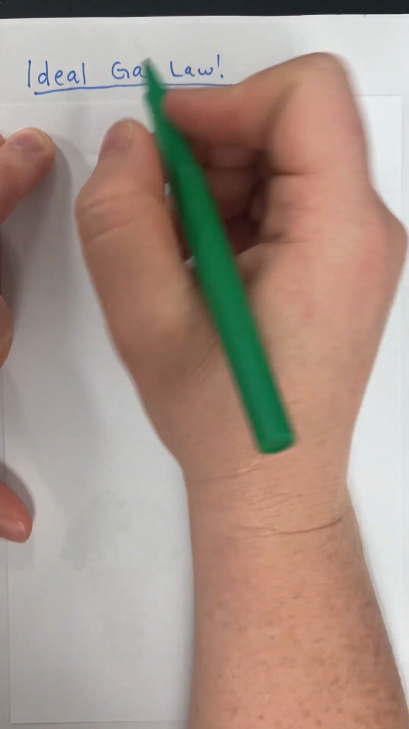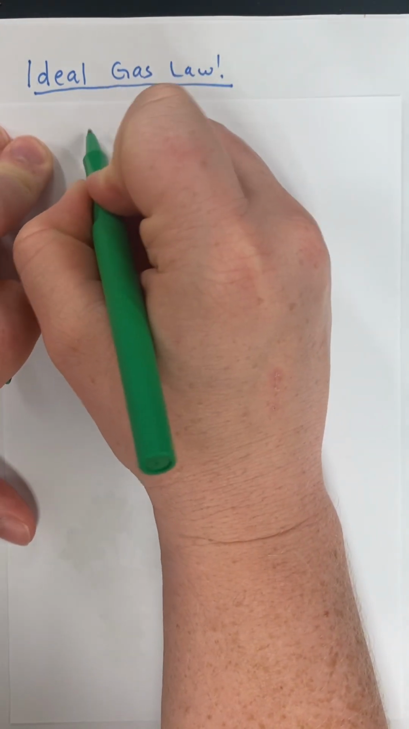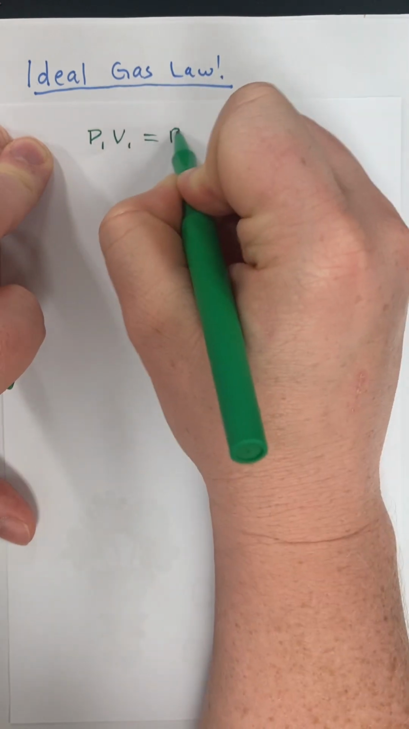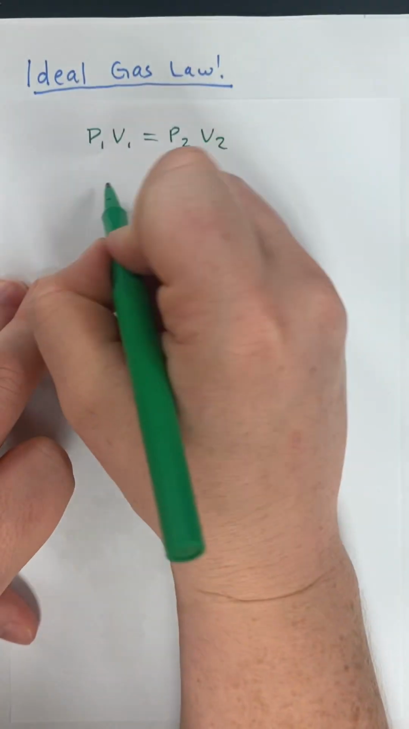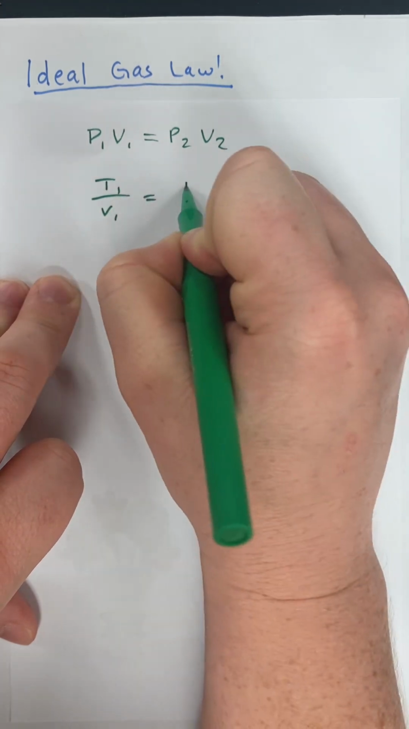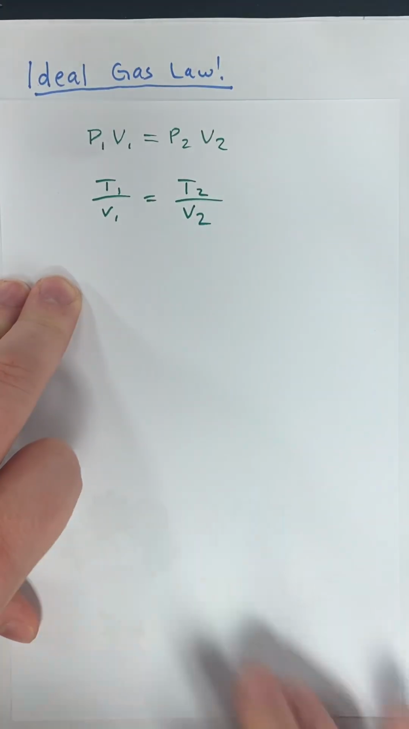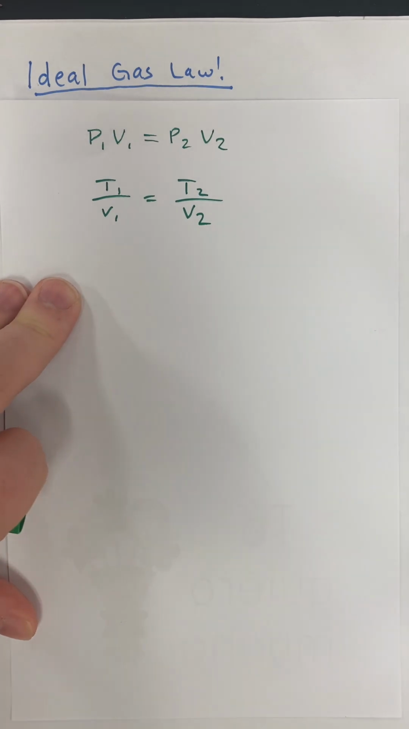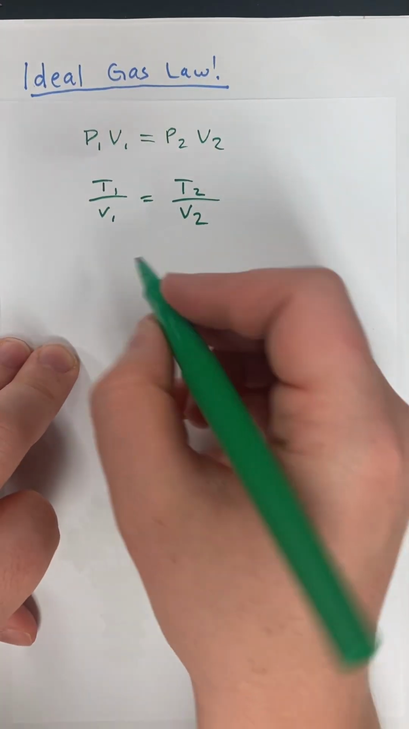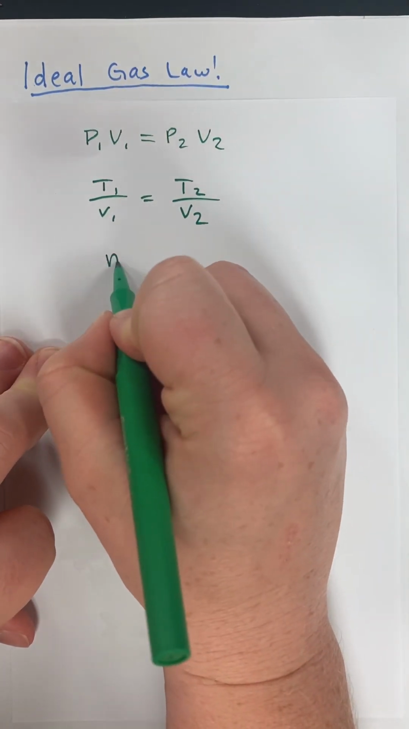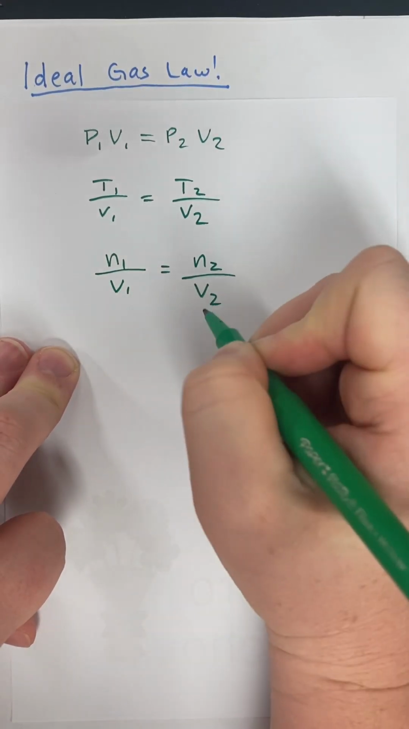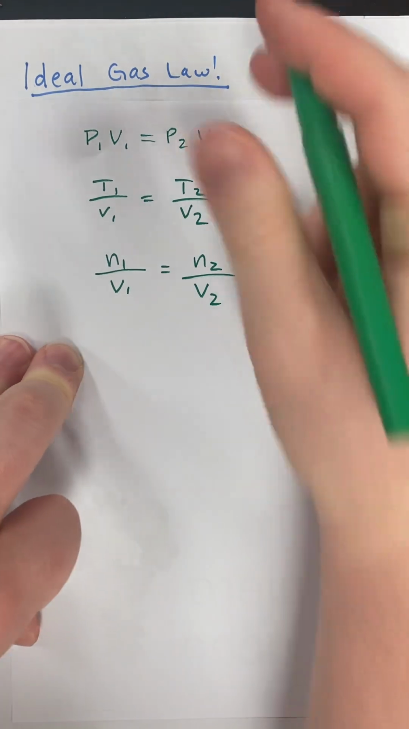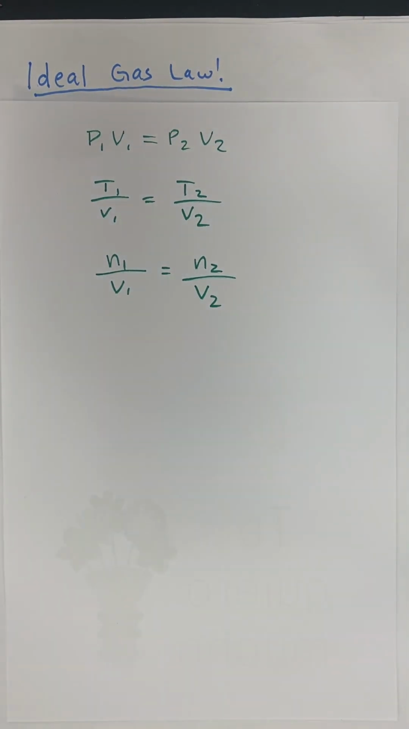Boyle's law, boys play video games, so PV, P1 V1 is equal to P2 V2. And then Charles' law, Charlie Brown is a TV show, T1 over V1 is equal to T2 over V2. And then you have Avogadro's law. Avocados are not vegetables is a little phrase. So you have N1 over V1 is equal to N2 over V2. Do you see something in common with all of those gas laws?